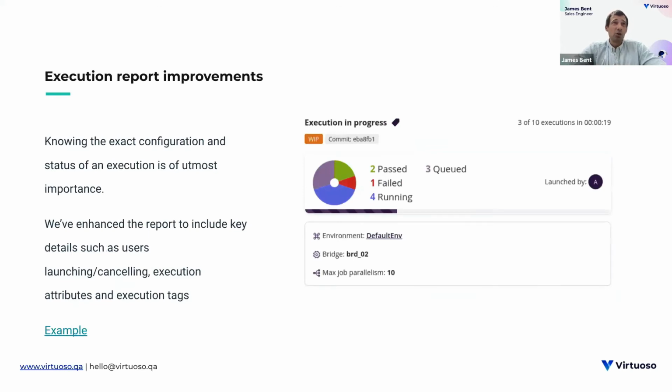And last but not least, execution report improvements. Similar to the way that we've improved our goal and journey summaries, we've now made further enhancements within the project activity to the execution reports, so that you have, for instance, all of the details, including the environment that's being run on, if you're using a bridge, if you've specified a maximum parallelism, and also who's launched or cancelled in terms of the user who has gone ahead and managed the execution.